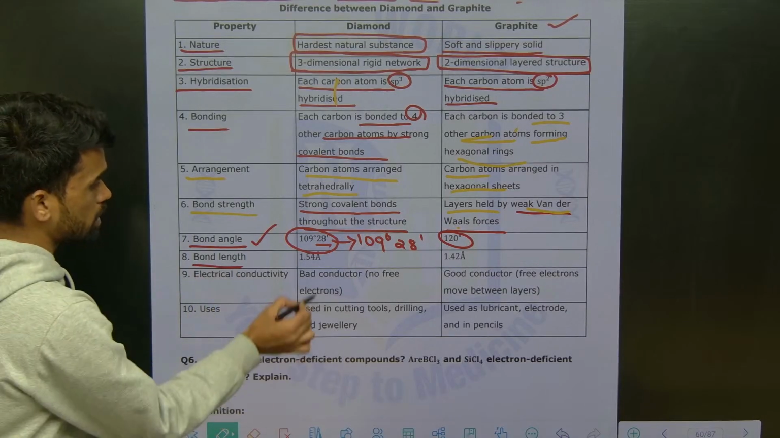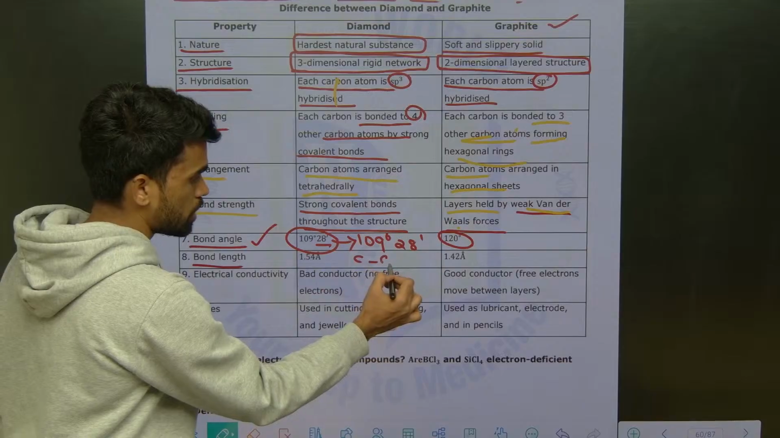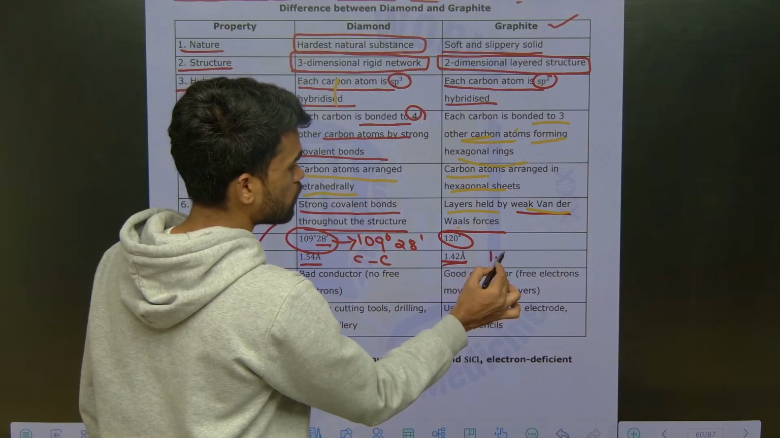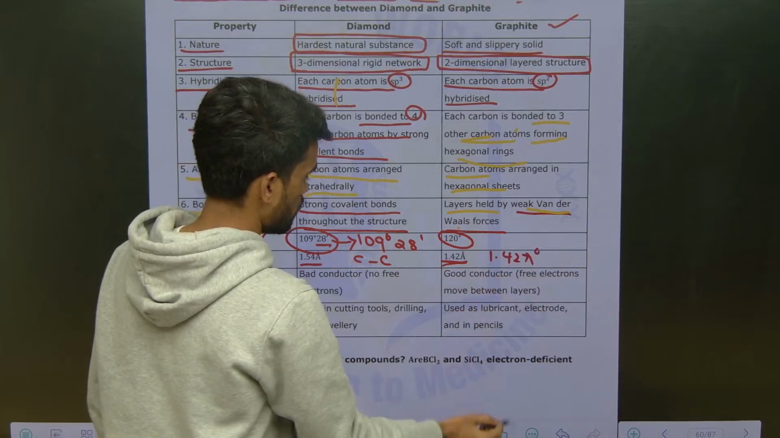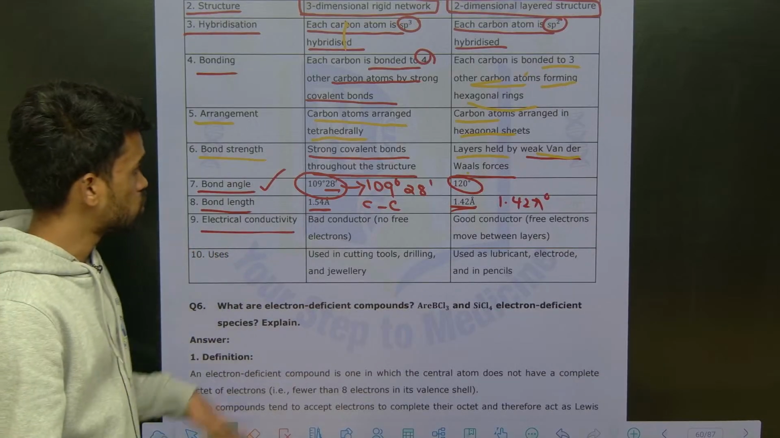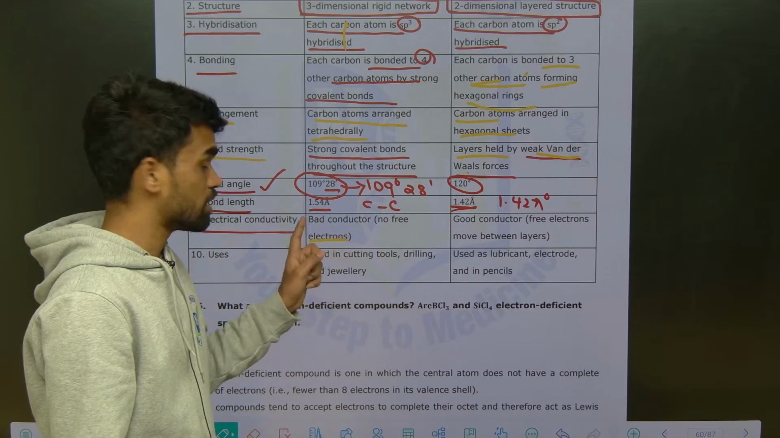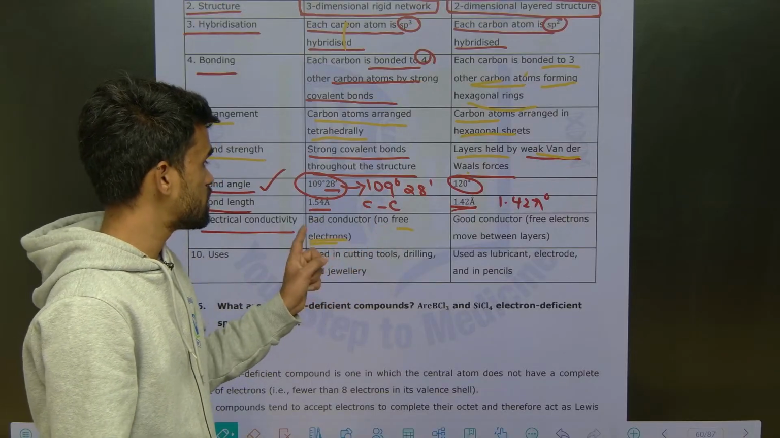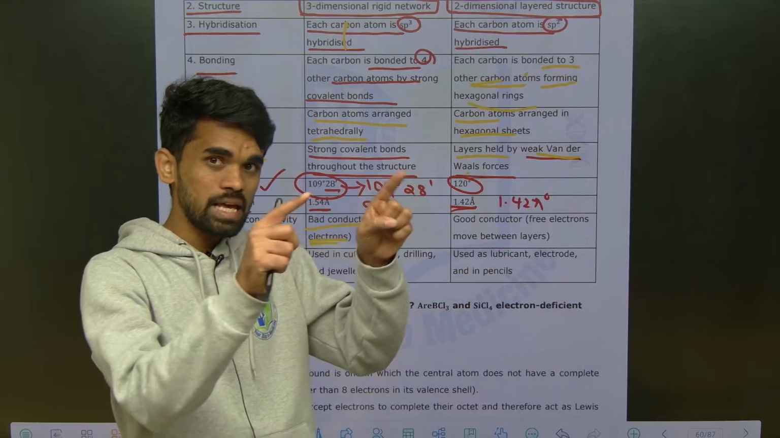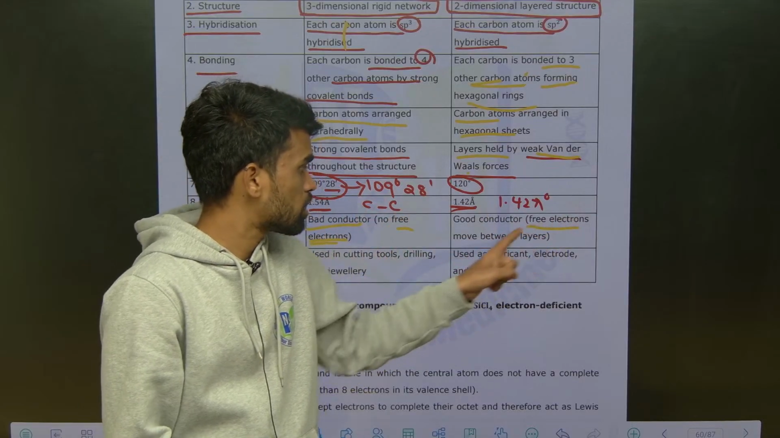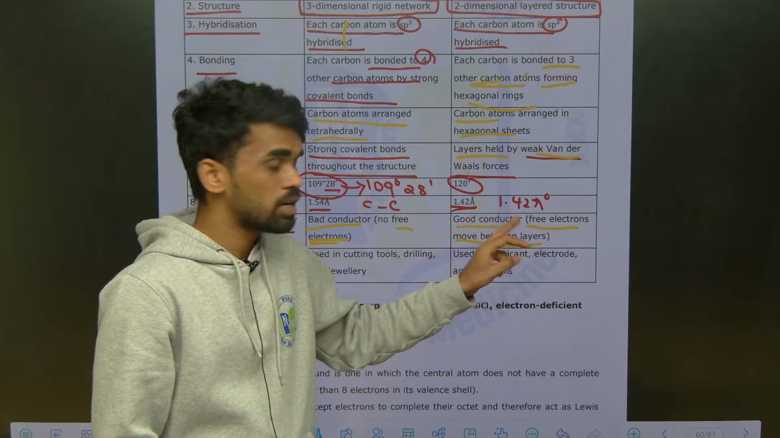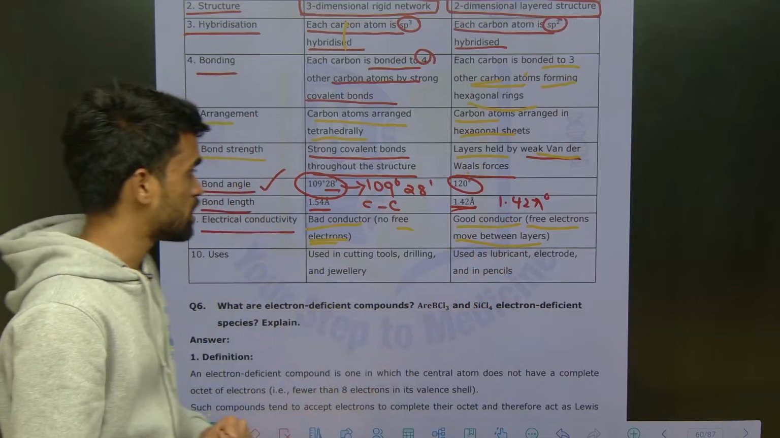You are seeing the carbon-carbon bond length here: in diamond it is 1.54 angstroms and in graphite it is 1.42 angstroms. Next, electrical conduction. In diamond there are no free electrons, therefore it is a bad conductor. Due to the presence of pi electrons, that is nothing but free electrons that move between the layers, graphite is a good conductor.